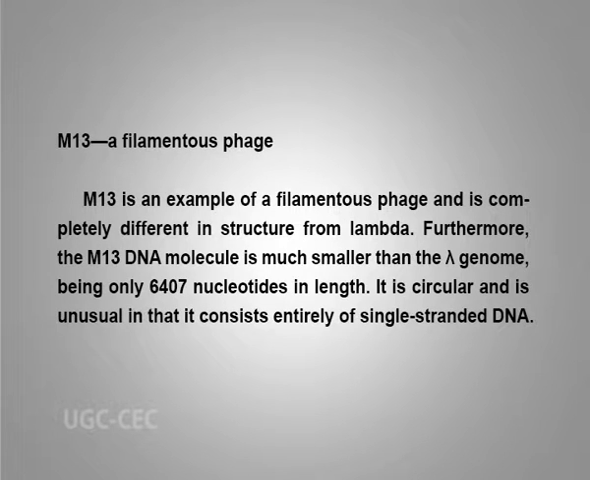In the next type of vector, we have M13, a filamentous phage. M13 is an example of a filamentous phage and is completely different in structure from lambda. Furthermore, the M13 DNA molecule is much smaller than the lambda genome, being only 6,407 nucleotides in length. It is circular and is unusual in that it consists entirely of single-stranded DNA.